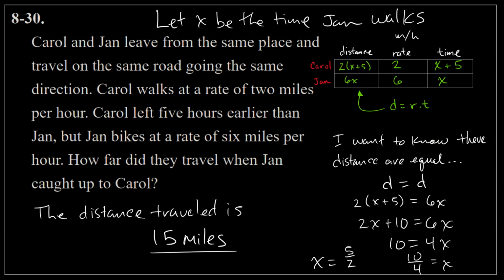And same thing with the other person. If I take a time of 5 halves plus 5, 5 divided by 2 and then plus 5, that's 7.5 hours this person walked. 7.5 hours times 2 miles per hour, that's 15 miles. So they both traveled 15 miles. All right, that's it for question 30.